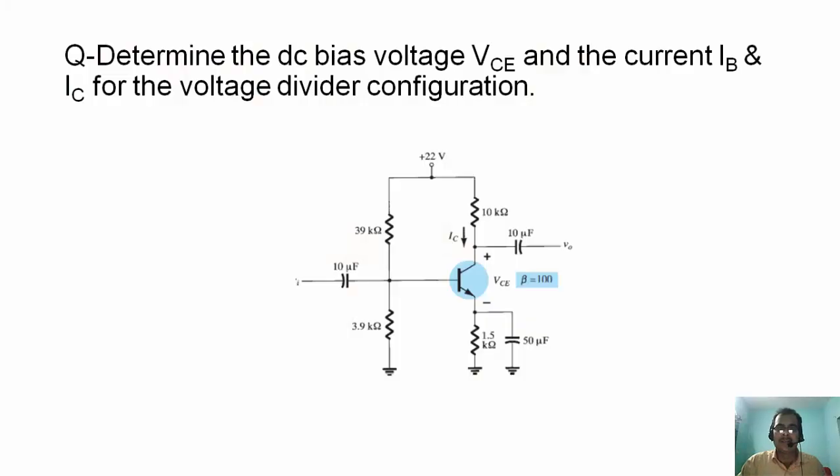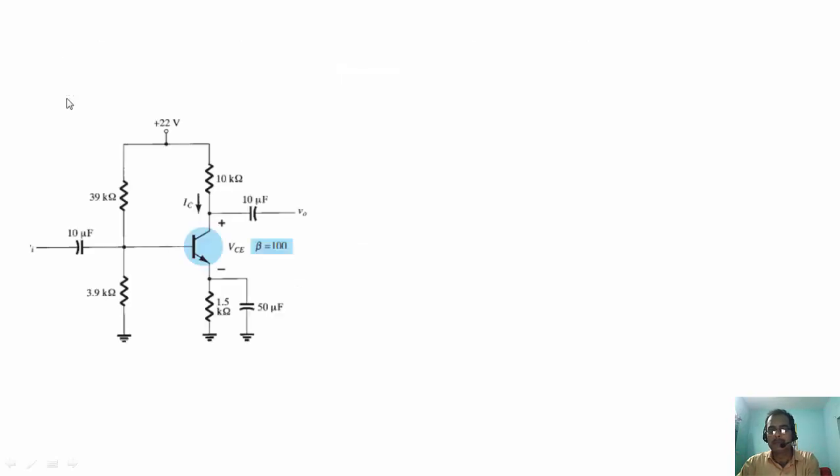Let us consider this problem of voltage divider bias. In this figure, we have to find VCE, current IB and IC. This is the voltage divider bias diagram.